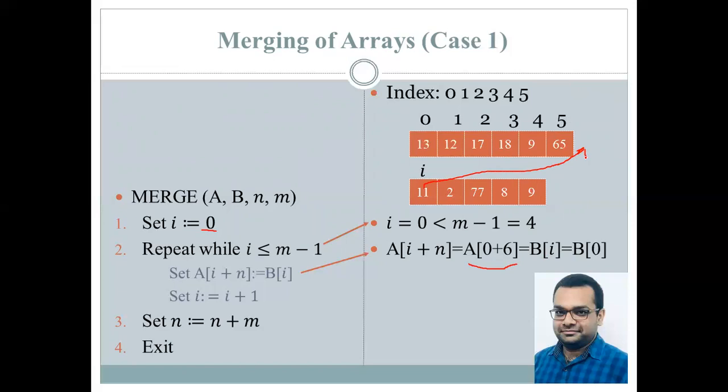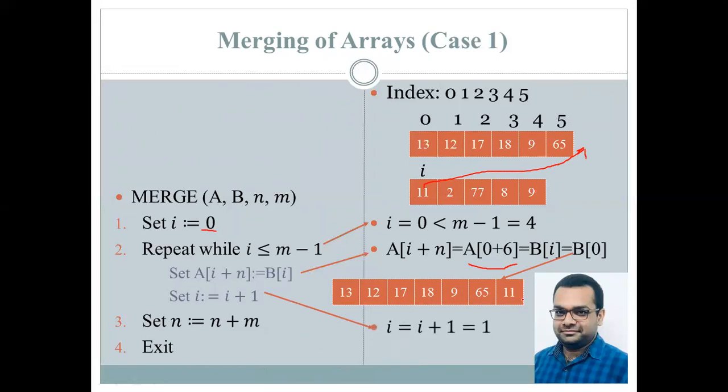So this is how the case progresses. And in the next step, the value of I is incremented by 1. So you can see this is the result of this operation. And the value of I is incremented by 1. So I initially was 0. After incrementation, its value becomes 1. So therefore, I will move to this index.